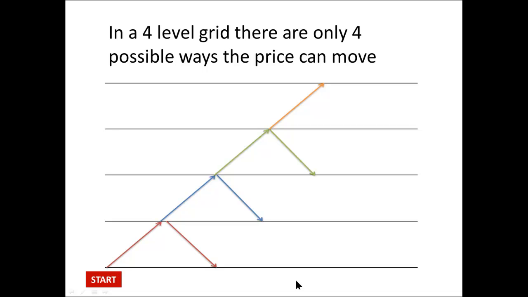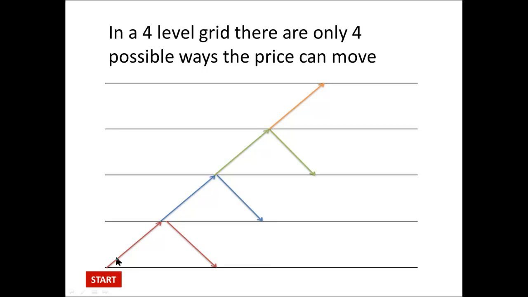All right, so essentially this system has four gaps. This is a grid, and it goes upwards and downwards. So whatever you see going up, also imagine it going down. So this is a grid, and the price can only move in four ways.